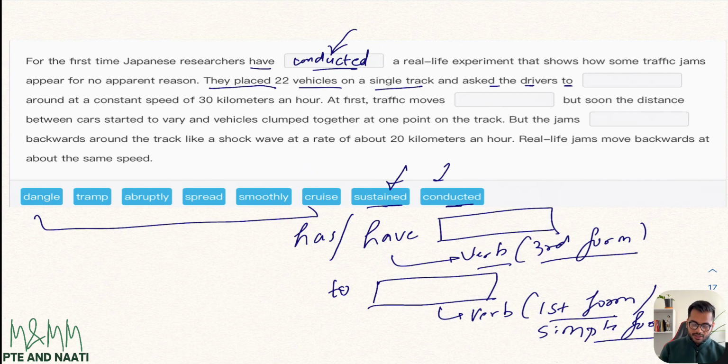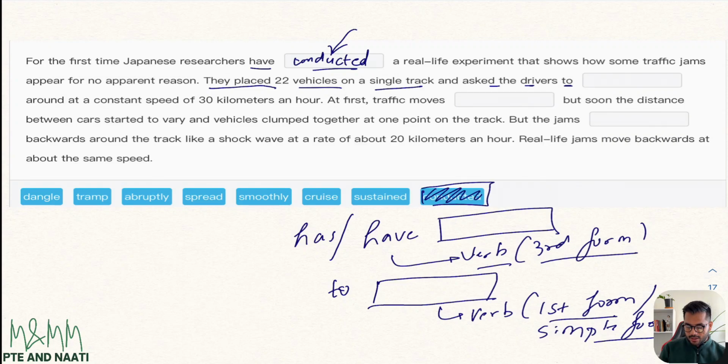right? Now, out of the given options, what I'll do is I will eliminate the one that I've already used, which is conducted. So that can't be my correct answer anymore because I've already used it once. It could be either dangle, could be tramp, could be spread, or could be cruise, because all these are verbs in the first forms. Now, let's read out the sentence.